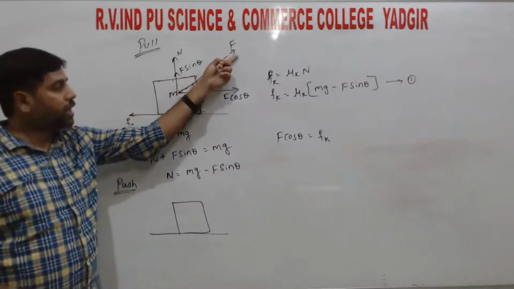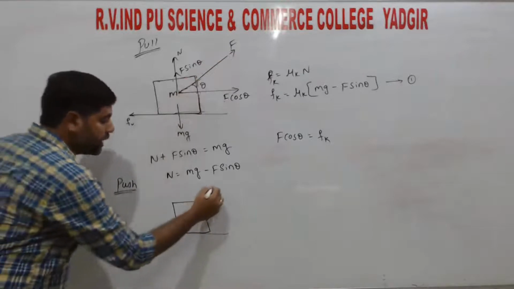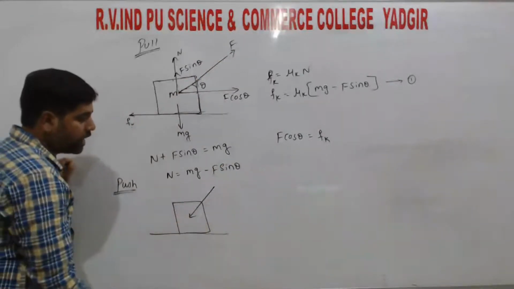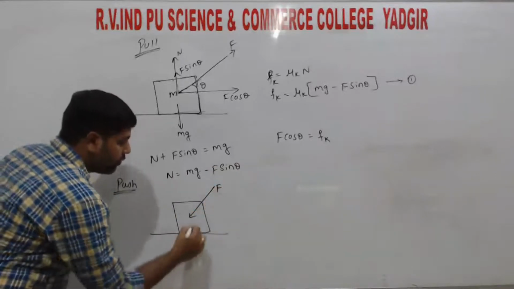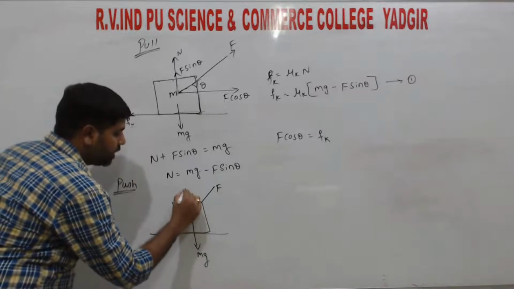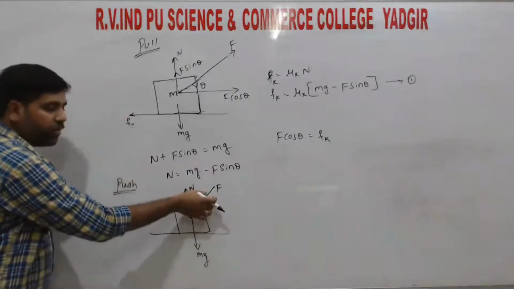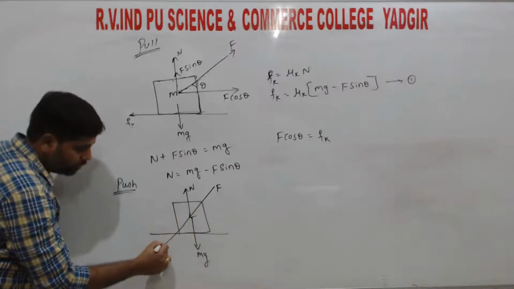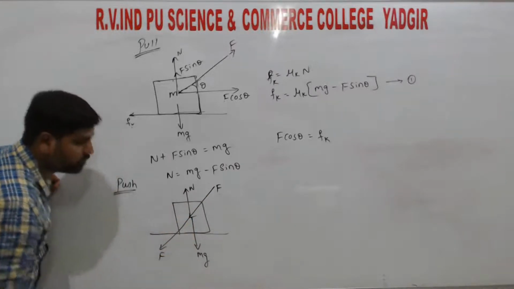So here we are pulling. Same directionally we are applying the force, that means we are pushing, right? So this force is f. Again here the force acting is mg, and here it is the normal. Can we take this force parallel? In this direction, the force will be in this direction. So this is the applied force.